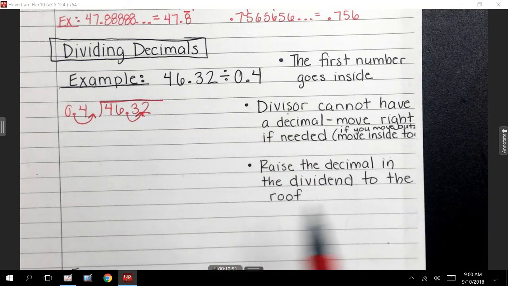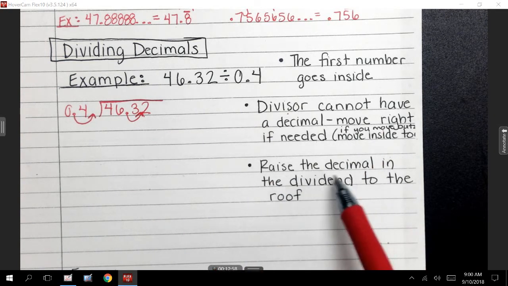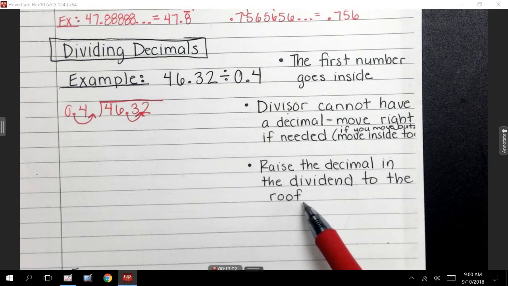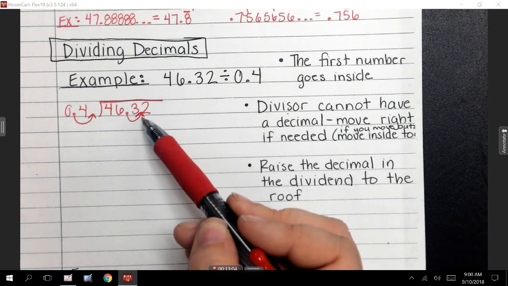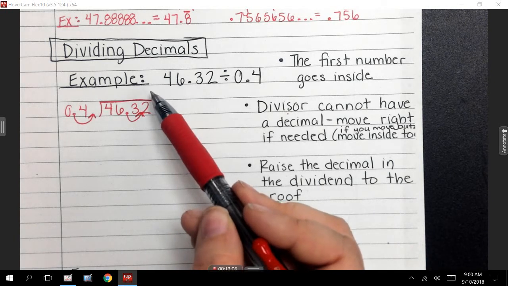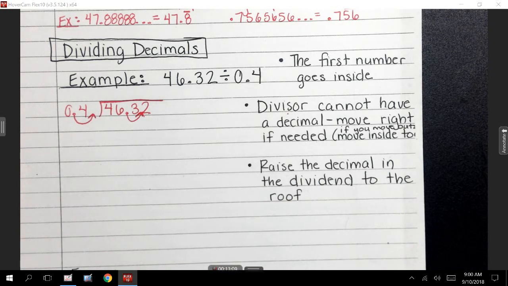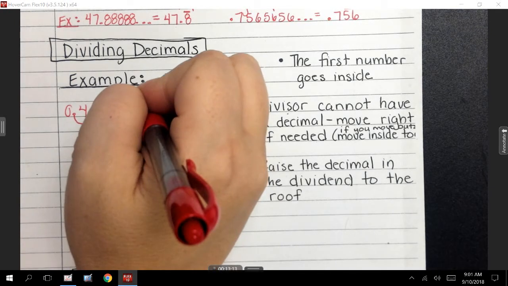All right, so now I've got my decimals moved around. The last thing says raise the decimal in the dividend. So now we're talking about the dividend. That's where we take it from the inside and raise it up to the top. All right, so we're going to raise it to the roof. This is my dorky math move right here. Raise it up, okay? So we're going to raise it.